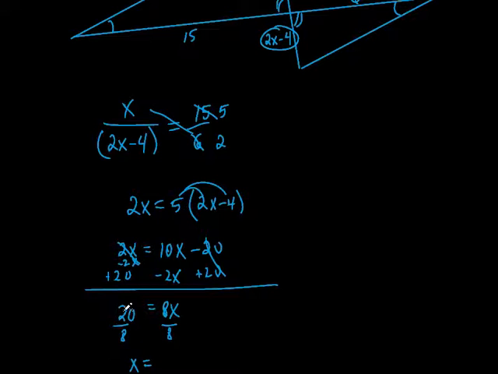What's 20 over 8? Let's see. 2 goes into both of those. Actually, 4 goes into this, right? 4 goes into that 5 times. 4 goes into that twice. 5 over 2. And you could have kept it like that. I would be okay with that.